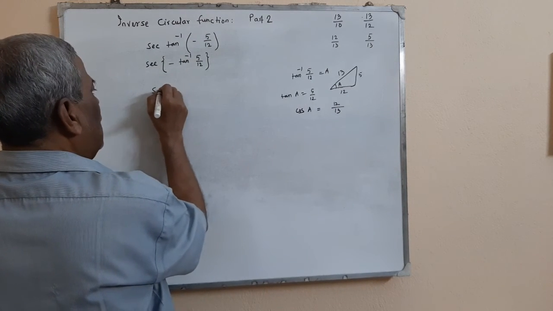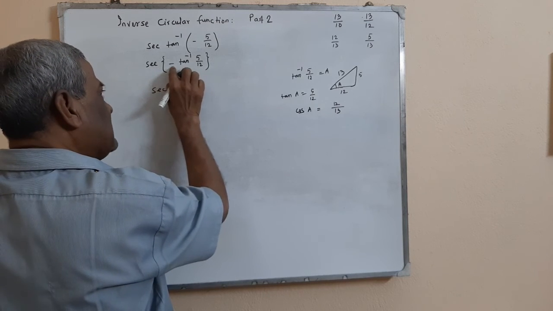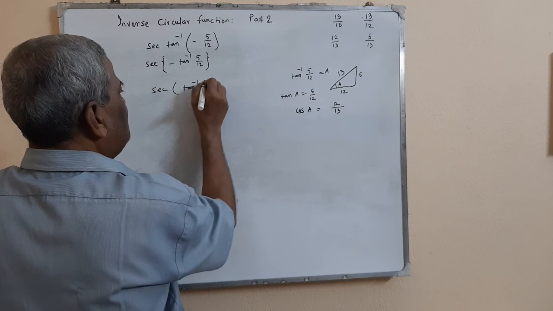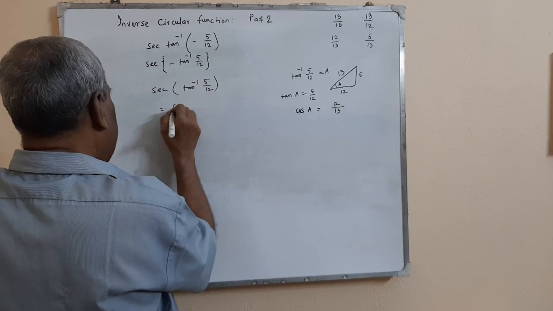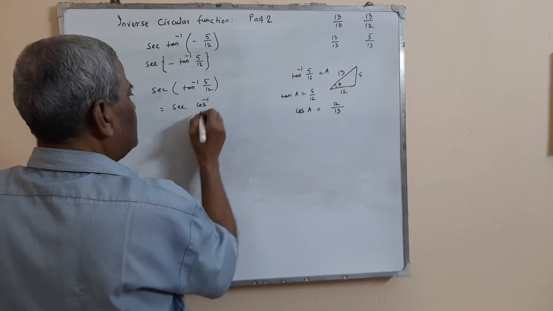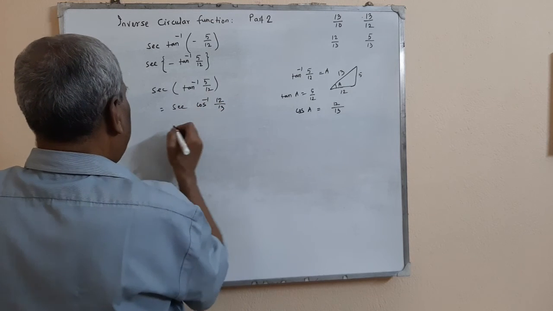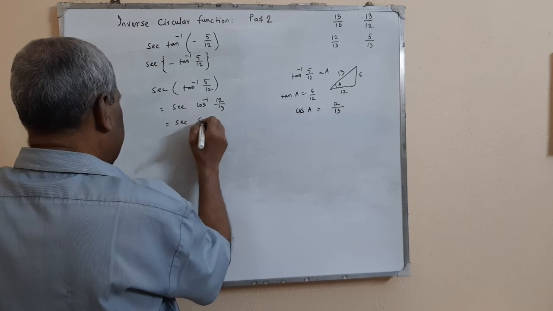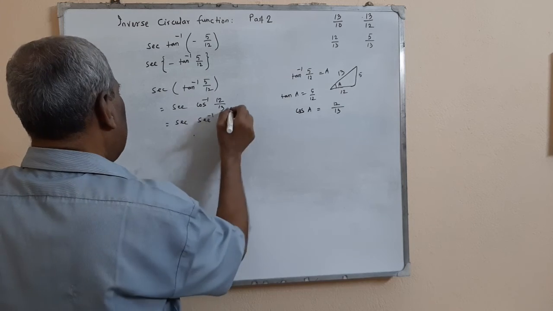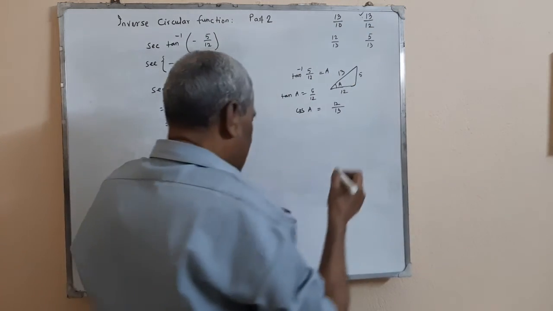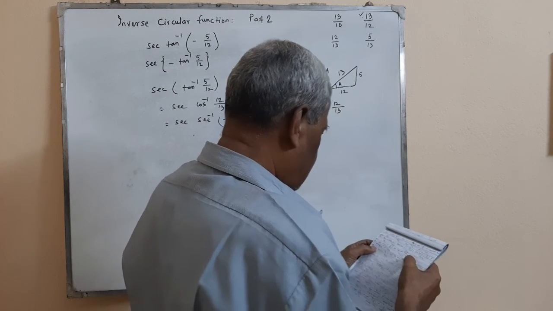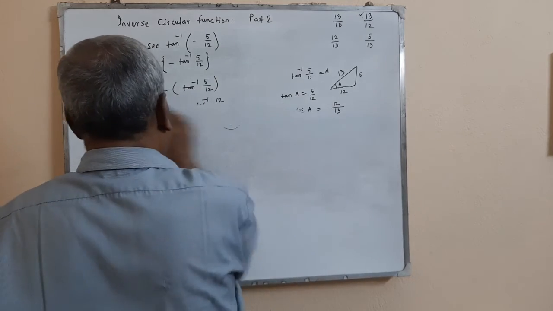So it is equal to sec of minus theta, which is sec theta. Sec of tan inverse 5 by 12 is equal to sec of A, meaning cos inverse 12 by 13. It is sec of sec inverse 13 by 12. So the answer is 13 by 12. So this one is the correct option. Next.